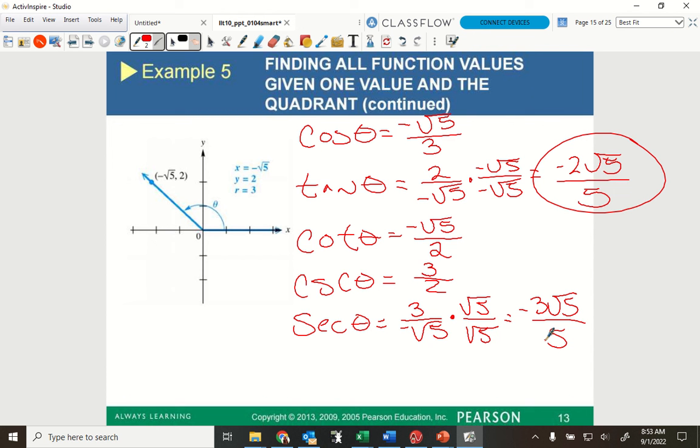Is that all of them? Yep, that's all of them, because we were already given sine in the first place. Is this easier? Hopefully it's getting easier because we keep doing the x, y, and r over and over again.